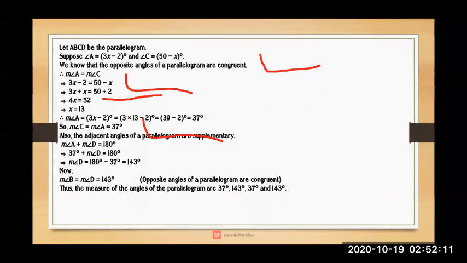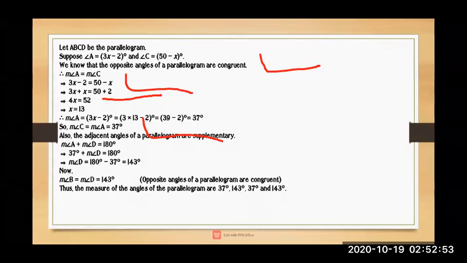Now here adjacent angles of a parallelogram are supplementary. Now we have to find the adjacent angle, so that we will get the value of D. Adjacent angle means angle A is adjacent to angle D. Now here we will write measure of angle A plus measure of angle D equals 180 degrees, as we know adjacent angles are always supplementary. That means it should be 180 degrees. Now measure of angle A we got as 37 degrees. Now 37 plus measure of angle D equals 180 degrees.